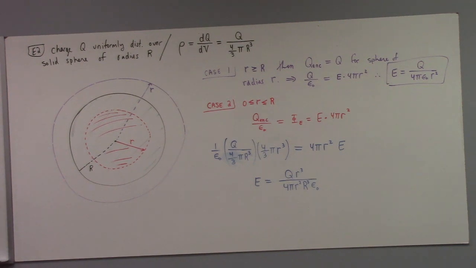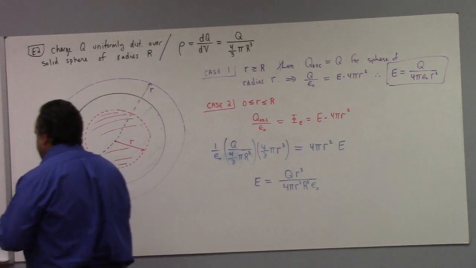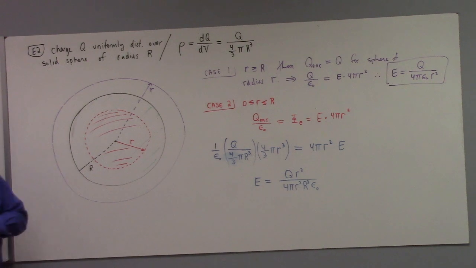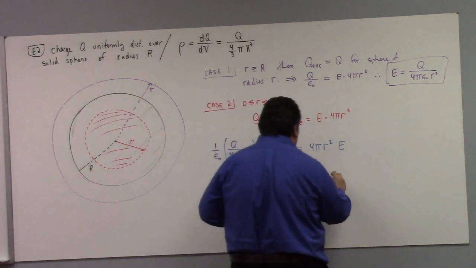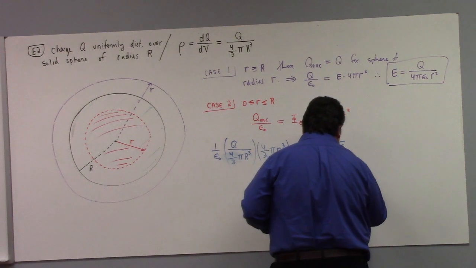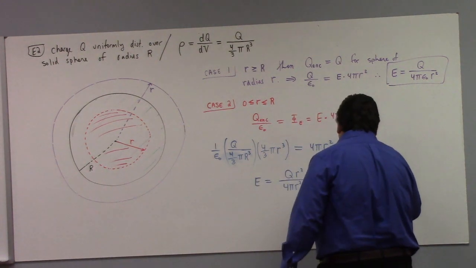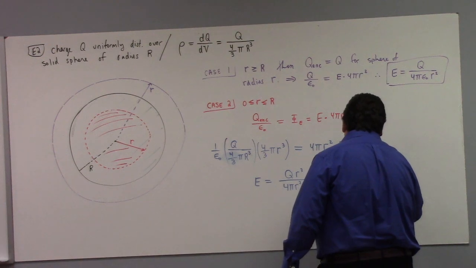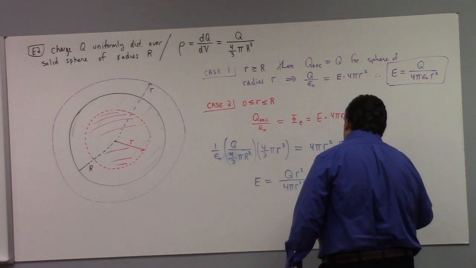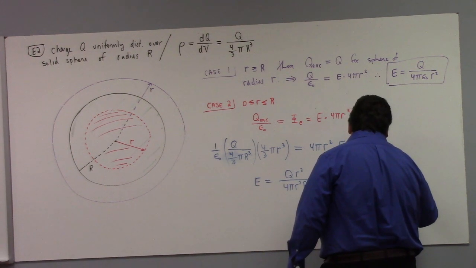So I canceled the 4/3 and the pi's, and then I solved for E by dividing by 4 pi little r squared. I think that's right. Can we simplify that a little bit? What do we get? Therefore, the electric field in this situation is Q times little r divided by 4 pi epsilon naught big R cubed.